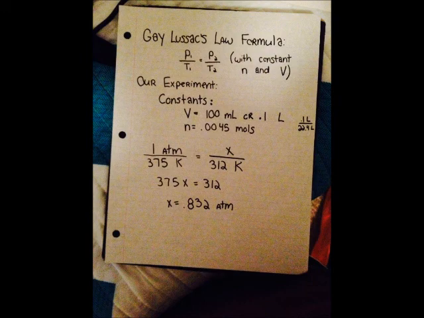In our experiment, our constants were for volume 100 milliliters or 0.1 liters, and for number of moles 0.0045 moles. The temperature of the burning candle at the beginning of the experiment was 375 Kelvin. Let's say the pressure was 1 atmosphere. The temperature at the end of the experiment was 312 Kelvin inside the beaker. That would make the pressure at the end of the experiment 0.832 atmosphere.